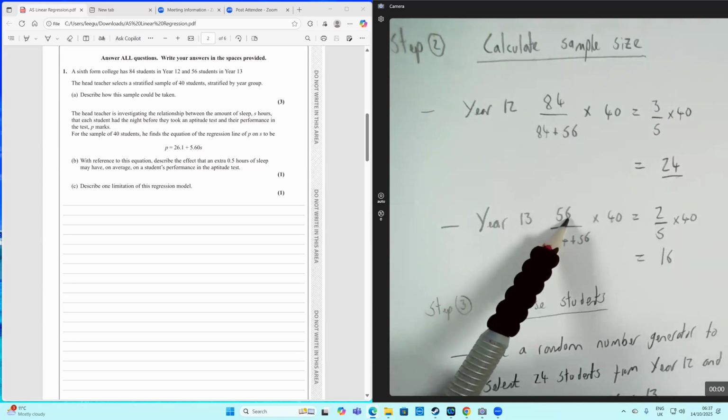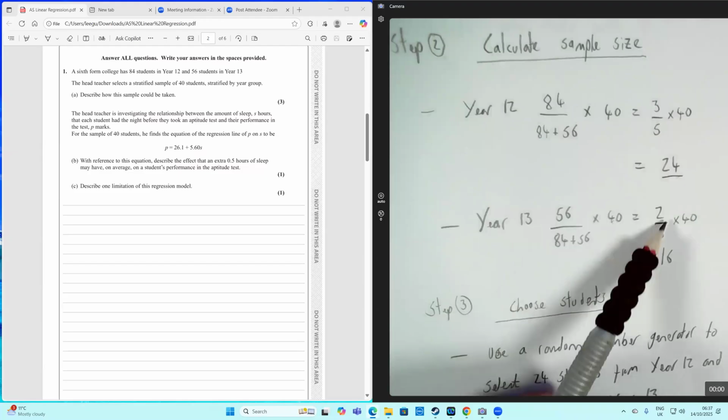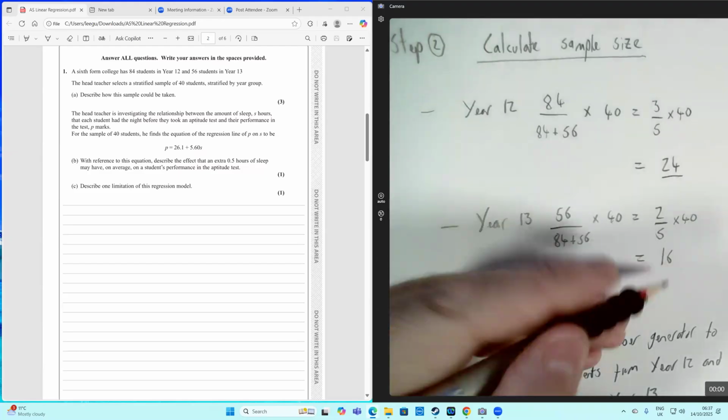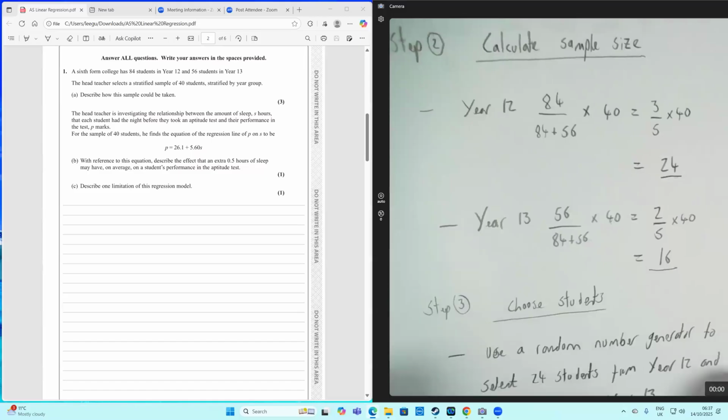So there are 56 students in year 13 out of a total of 84 add 56. We times that by 40, so that simplifies to 2/5 times by 40, so 16 students from year 13. So we need to be asking 24 year 12s and we need to be asking 16 year 13s.